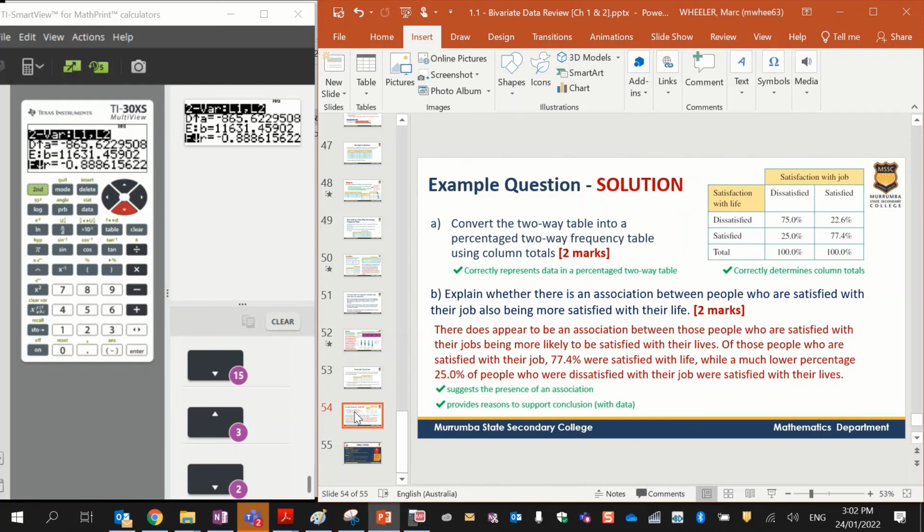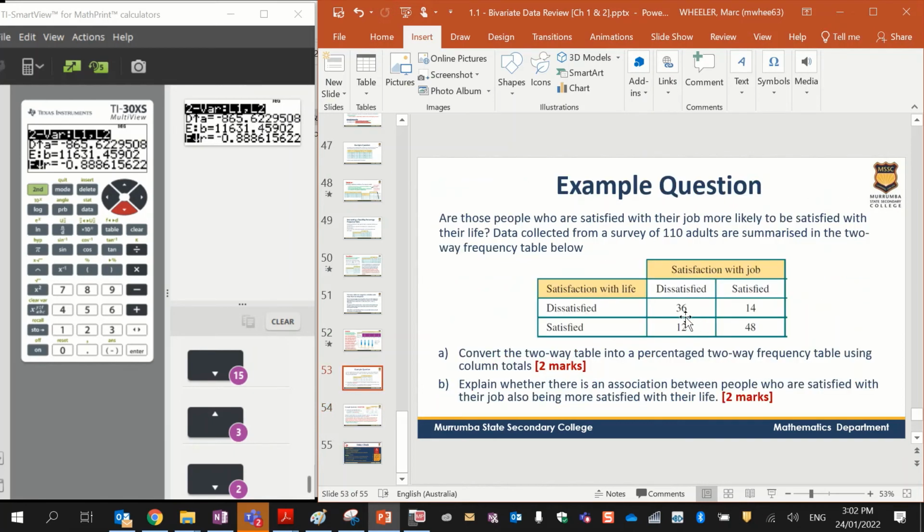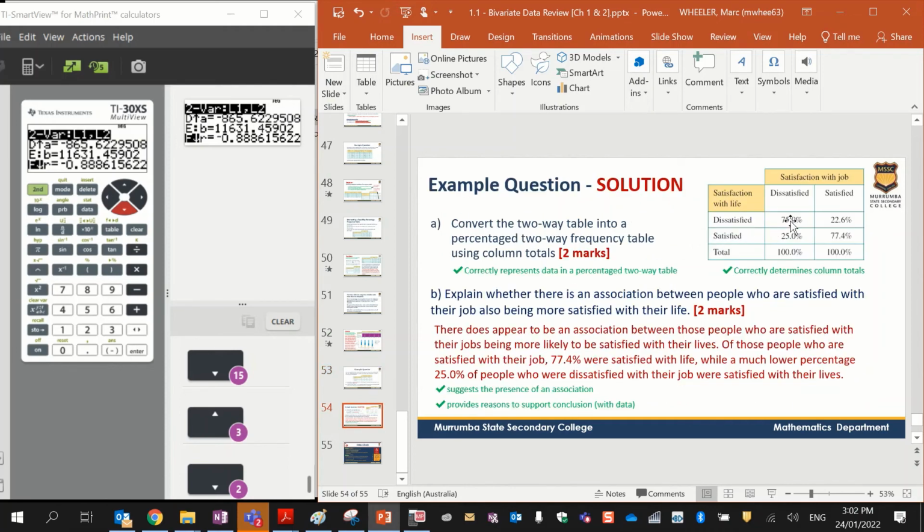Solution: to convert it into a percentage two-way table, it looks as follows. Okay, so just a reminder on how to do that. You would go 36 divided by the total of people dissatisfied. So 36 plus 12 is 48. So 36 divided by 48 will give you that value there. Okay, and same with 12 divided by 48 will give you this value here. Do the same with the other side, and that is your completed frequency percentage table.